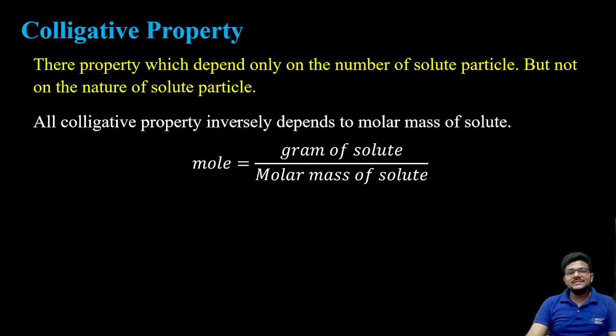So today we will start with the colligative property chapter. First of all, the question arises: what are colligative properties? Colligative properties are basically the properties which depend only on the number of solute particles. They do not depend on the nature of the solute particles.